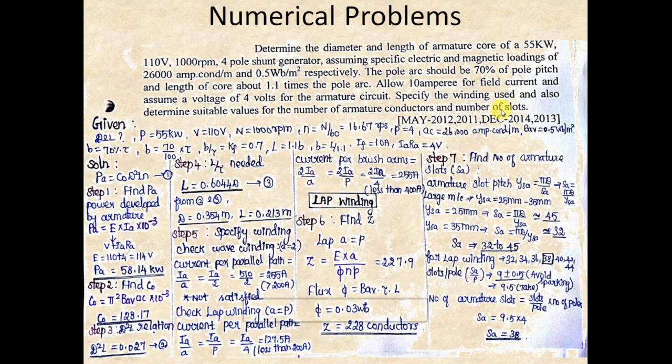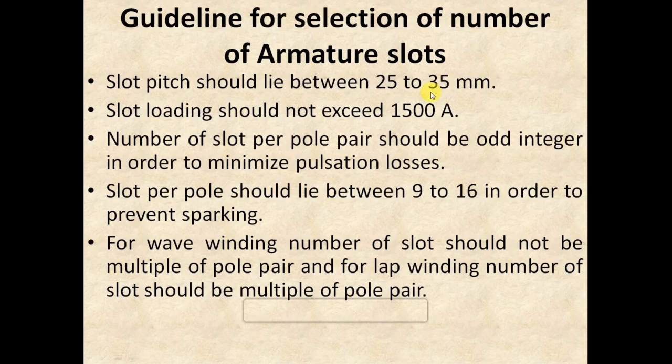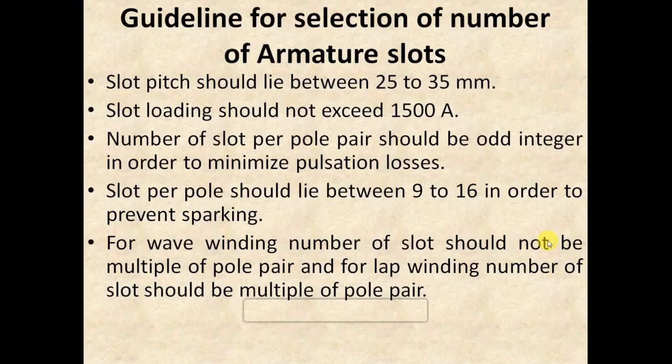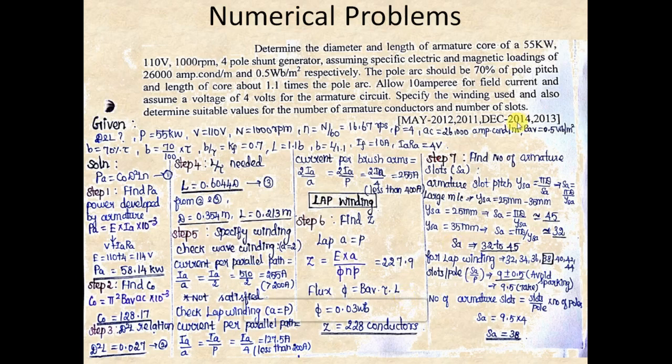Next you are asked to find the value of number of slots. It's very clearly mentioned in the guidelines for selection of number of armature slots that the slot pitch should lie between 25 to 35 mm. So by using that condition we will be able to identify that the values of number of slots lies between 32 and 45. As the winding we have considered is a lap winding, it's very clearly given in this last guideline that for lap winding number of slots should be multiple of pole pair. In our case the total number of poles is 4, therefore the number of pole pair will be 2.